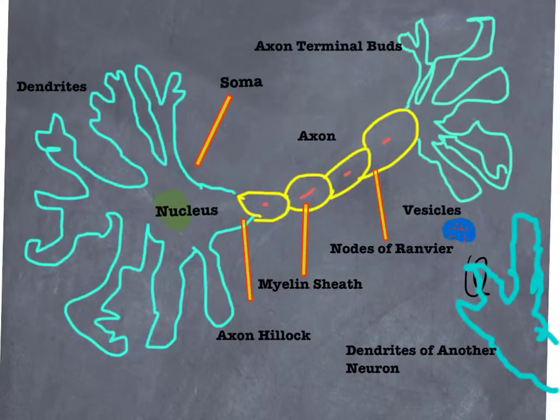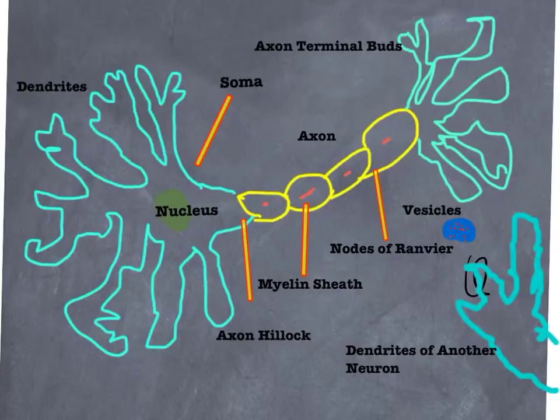The main job of the neuron is to receive and transmit information. The neuron is made up of three parts, which include the cell body, the dendrites, and the axon. The dendrites look like little tree branches coming off of the cell body. Their job is to collect info from other cells and send that info into the soma, or cell body.